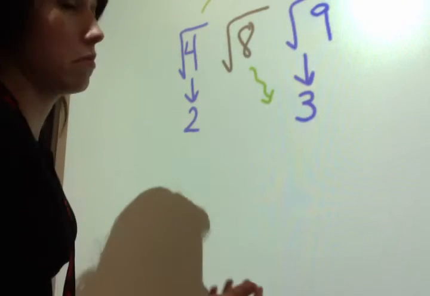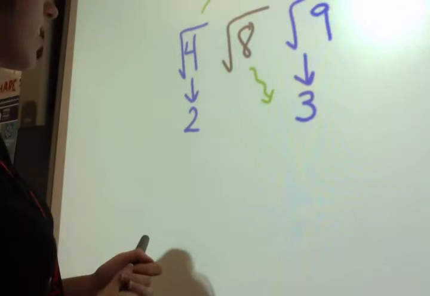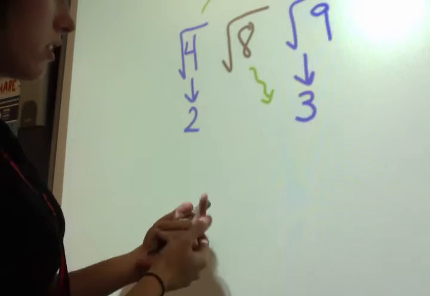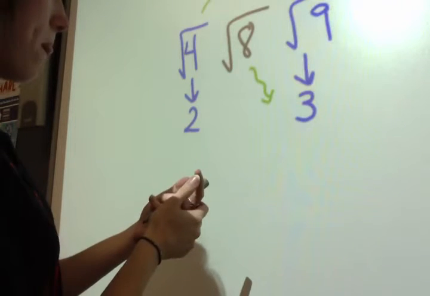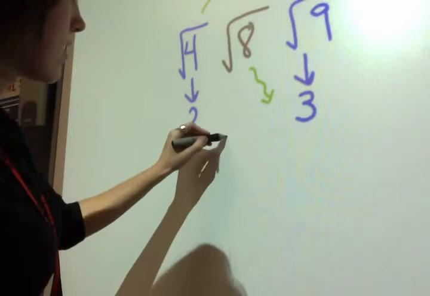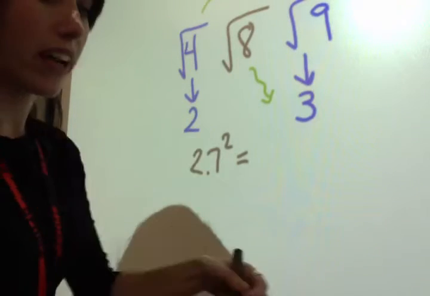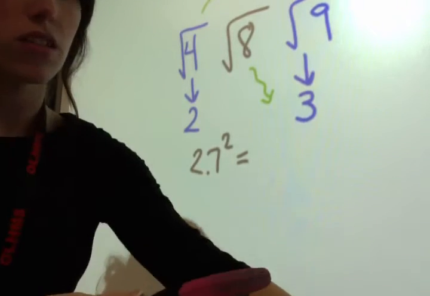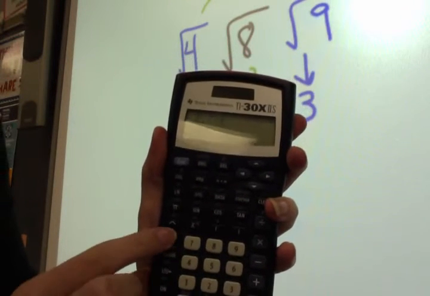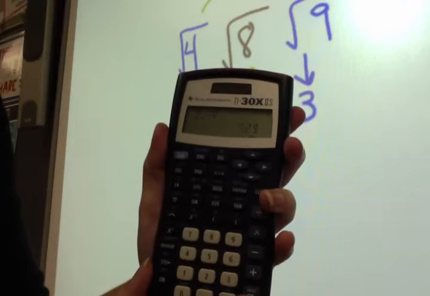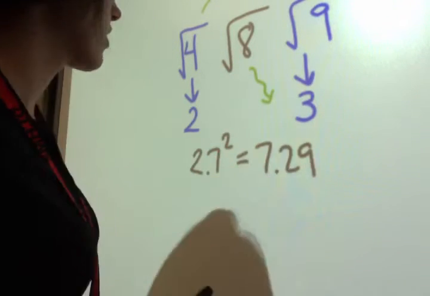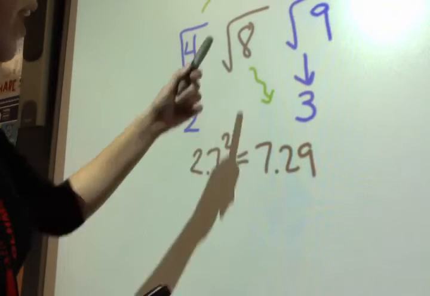So now I just start estimating and kind of guessing and checking. What's a decimal that's between 2 and 3, but closer to 3? Let me just try 2.7. To test this out, I'm going to square this and see if I get close to 8. So I'm going to put this in the calculator. 2.7 squared gives me 7.29. Let me jot that down. 7.29. So I'm a little too small. I'm not quite at 8 yet.